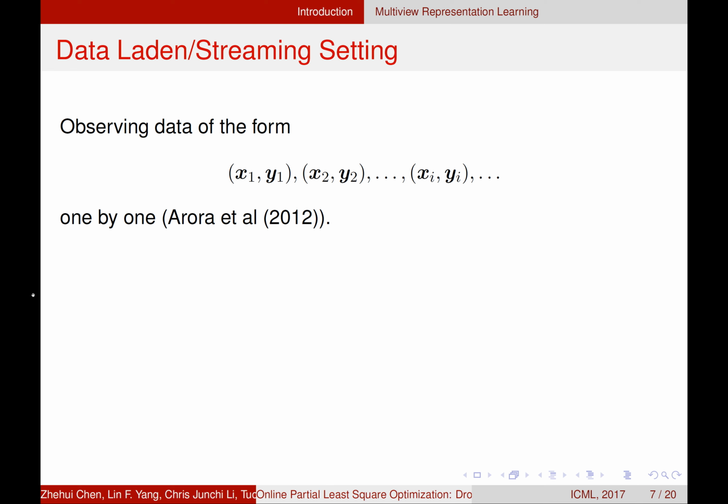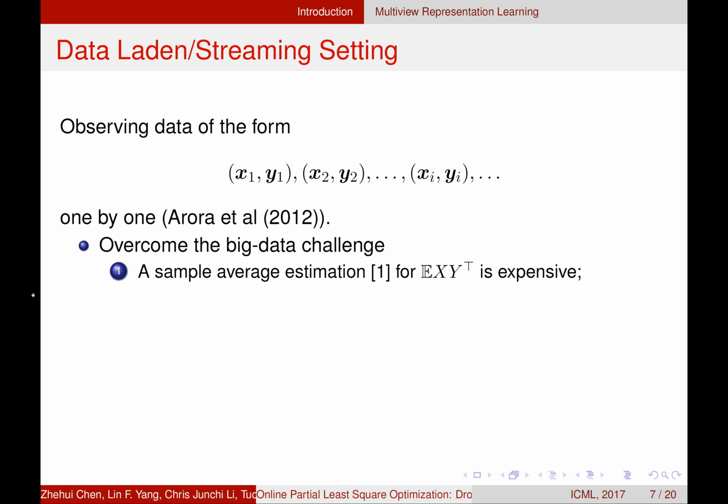In this setting, we are observing data of the form x1, y1, x2, y2. You're just observing a pair at a time. In this data laden regime, we want to overcome the big data challenge. Of course, you can treat the stream of data as data points on your hard drive and use that to do a sample average estimation of the covariance matrix. But that's expensive. Why? Because you need space dx times dy to store the entire covariance matrix.